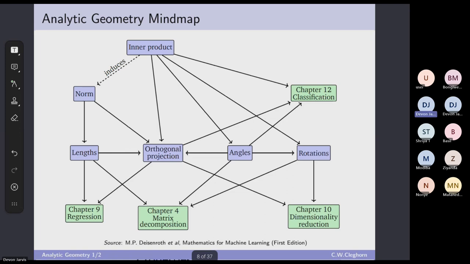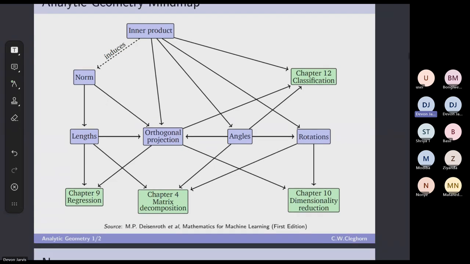Everyone else kind of happy? Cool. All right, so we're going to get into analytical geometry then.